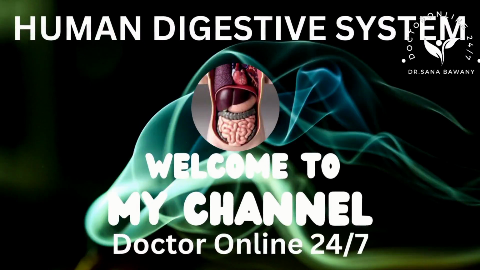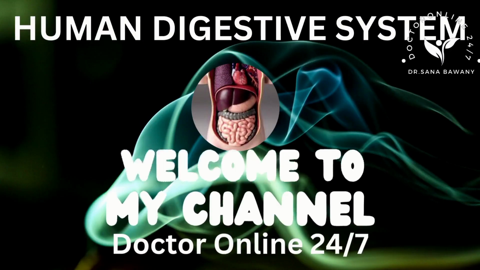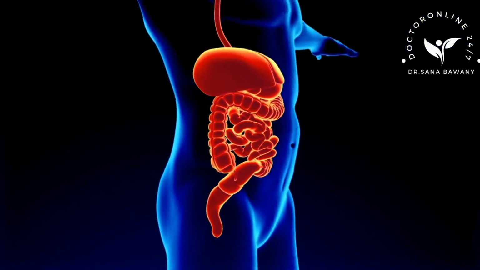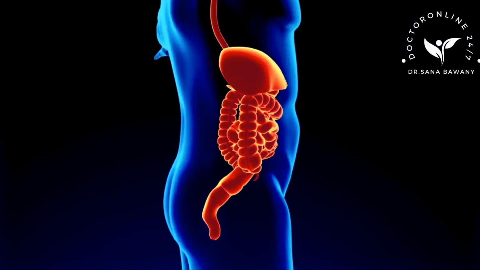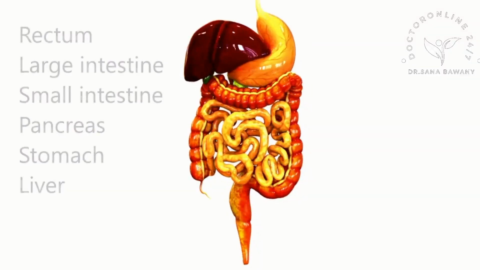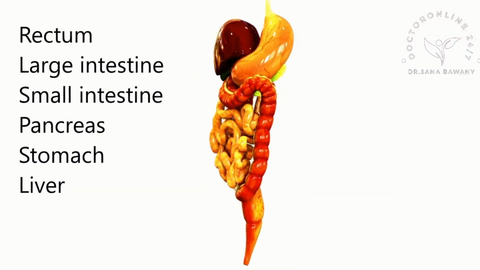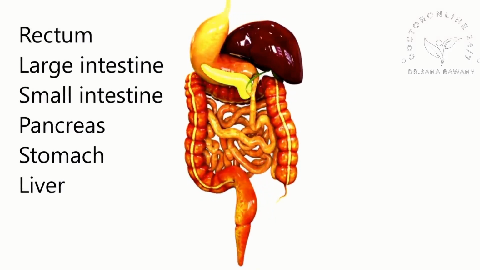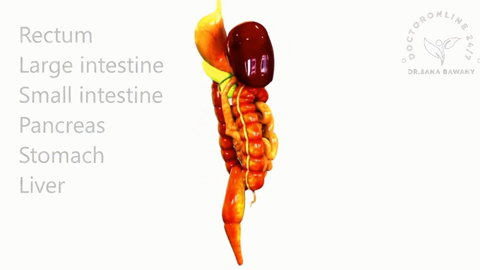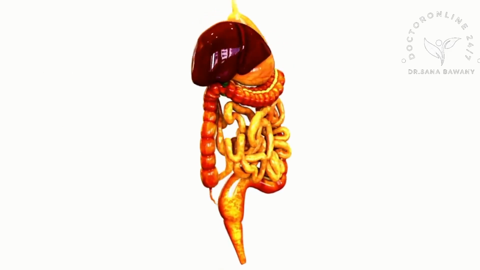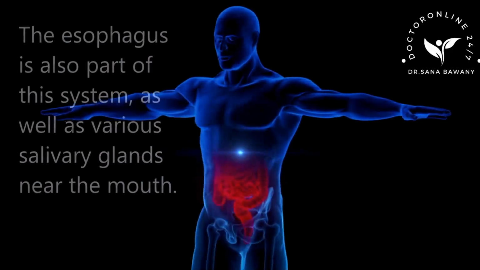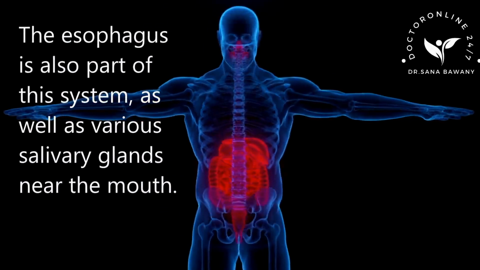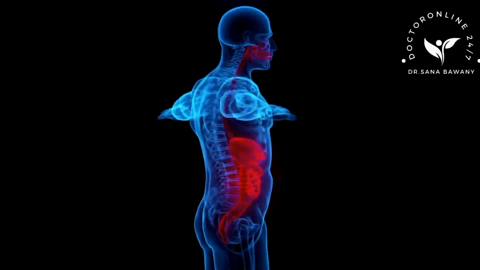Today I'm going to tell you about the human digestive system. The human digestive system is very complex and has evolved over millions of years. It basically consists of the rectum, the large intestine, the small intestine, the pancreas, the stomach, also called gaster and ventriculus, and the liver with the gallbladder. The esophagus is also part of this system, as well as various salivary glands near the mouth.